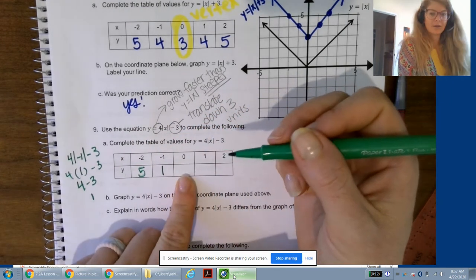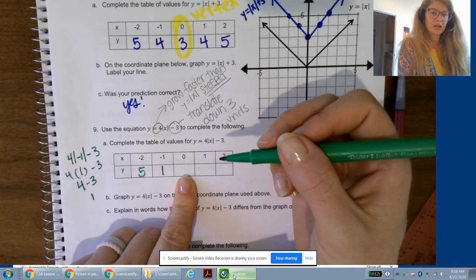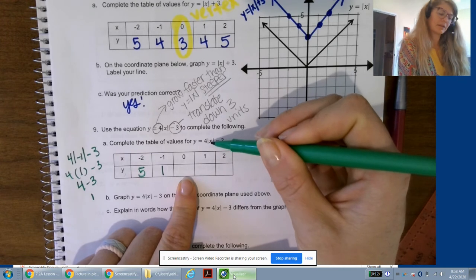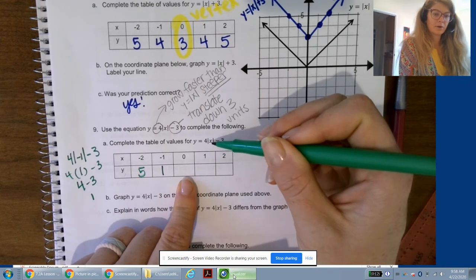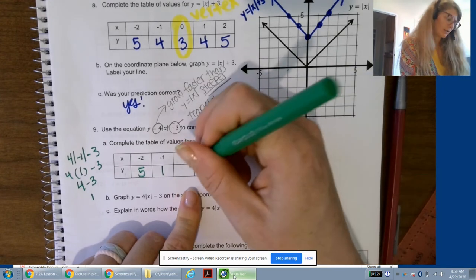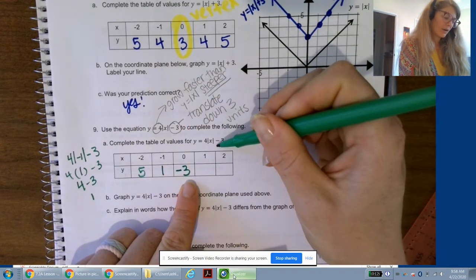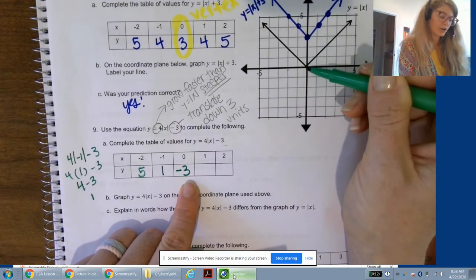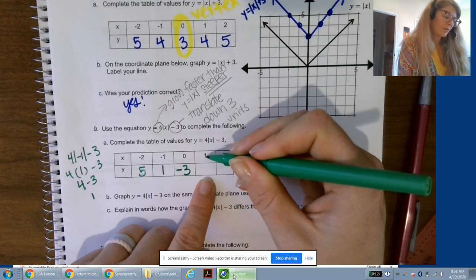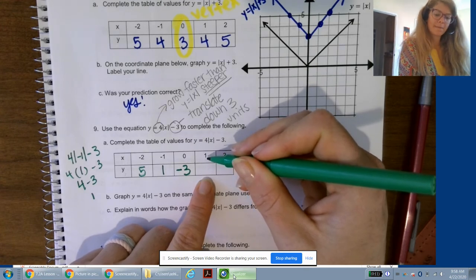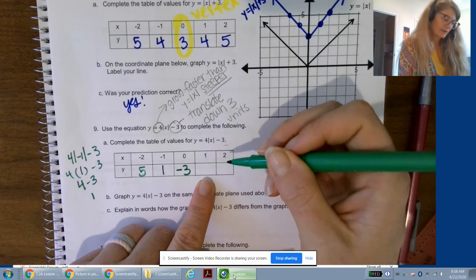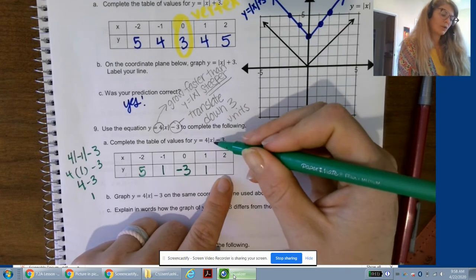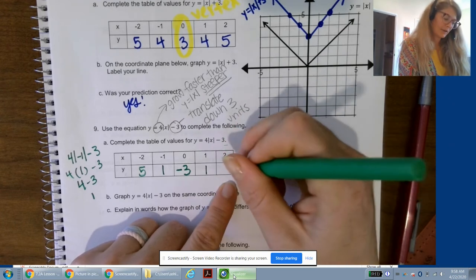Don't always just see 0 and think it's 0, 0, because remember, we could be translating left, right, up, or down. But in this case, we are correct here. Absolute value of 0 is 0, and then 4 times 0 is 0, but then you're subtracting 3, because remember, we are translating down 3 units. So from our original vertex, we're going to be going down 3 from our parent function. Absolute value of 1 is 1. 1 times 4 is 4. 4 minus 3 is 1. Absolute value of 2 is 2. 2 times 4 is 8. 8 minus 3 is 5.